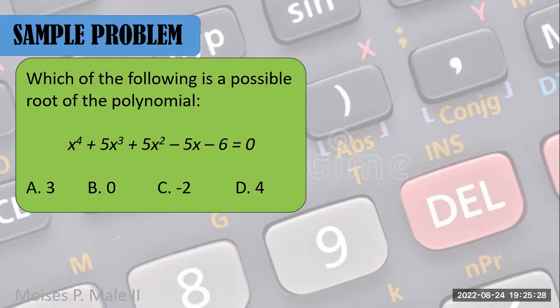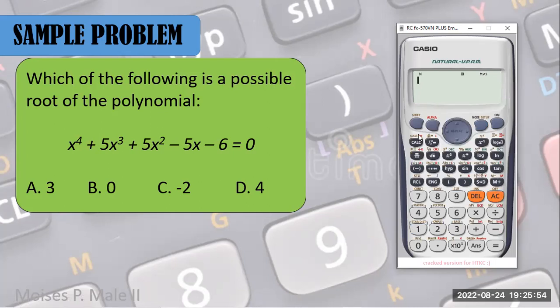Okay, so sample problem na ginagamitan ng calc. Okay, which of the following is possible root of the polynomial? Okay, so you have a polynomial to the degree 4, tapos ganyan ng. Okay, so pag sinabing root, no, it will satisfy the equation. Okay, pag nag-substitute ka dito, it will equal to 0. No? O kung ano man yung nakalagay dito. Okay, so let's try sa Casio.